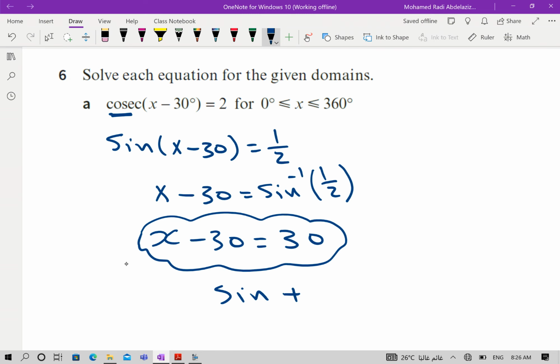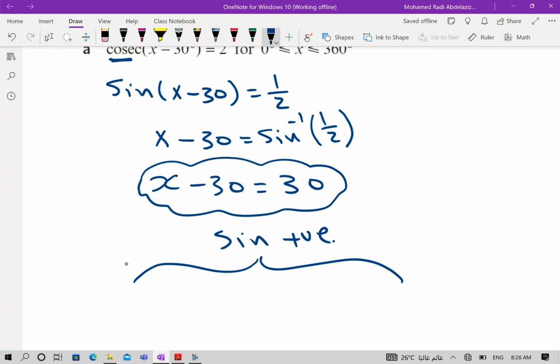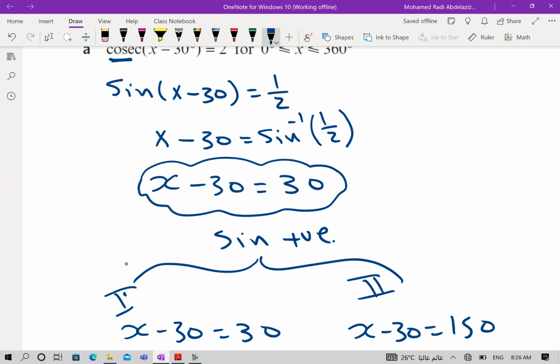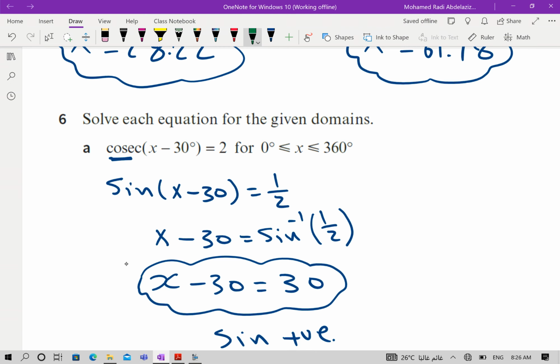Sine is positive in the first and the second quadrants. First is 30. Second, 180 minus 30. Look at the range. This is the range for x, but we have x minus 30. Subtract 30 from the boundaries, and it will be negative 30 and 330.